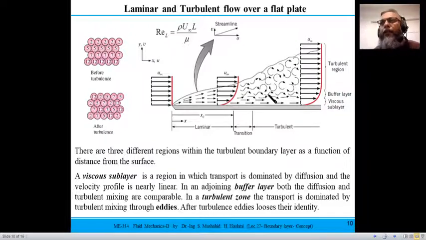So we can characterize laminar and turbulent flow. Along the length of the flat plate, the length up to which the flow is laminar, and after that length it becomes transitional or goes into turbulence, is called the critical length. XC is called the critical length, and we will see it later.